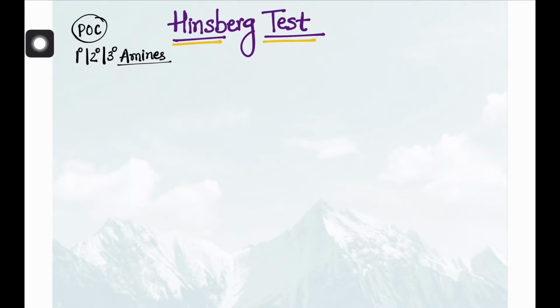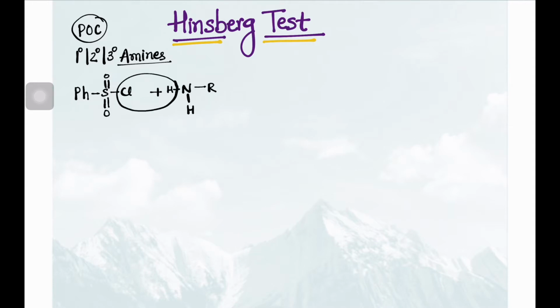In that, we take benzene sulfonyl chloride, that is PhSO2Cl. First, in the case of primary amine, it reacts with the primary amine and there is the loss of HCl. It is just like a nucleophilic substitution reaction. Cl is acting as a leaving group and this nitrogen lone pair will attack there. It will form this compound, PhSO2NHR. Okay. This is the product.